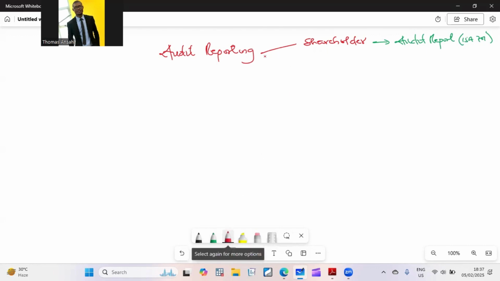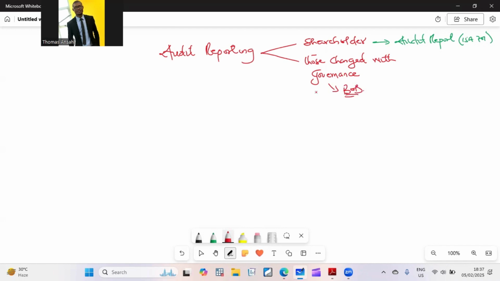Then we have a form of communication that goes to those charged with governance. Now, when we say those charged with governance, who are they? We are referring to the board of directors. The form of communication for these people is the management letter. On Monday, we mentioned the management letter, and I asked you to distinguish between the management letter and the written representation. One is from the auditor to the management or those charged with governance, and the other is from those charged with governance to the auditor. So there is a difference between the two.